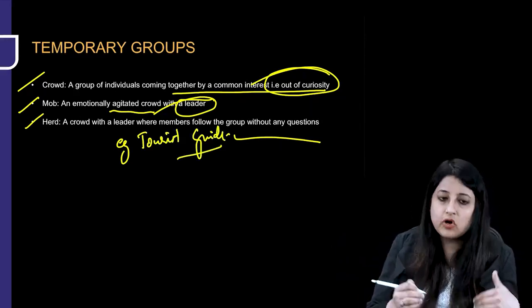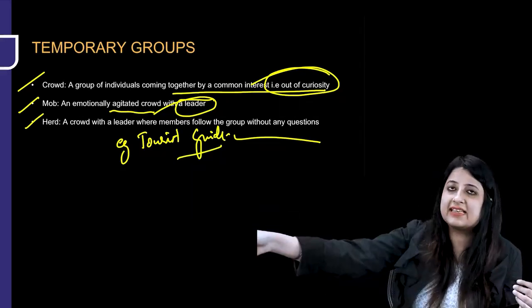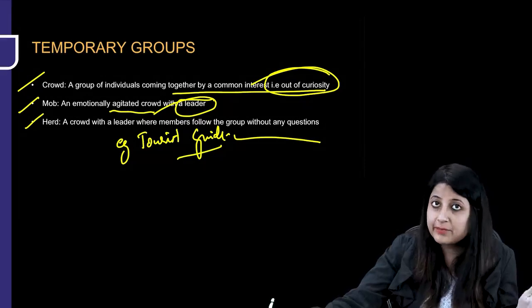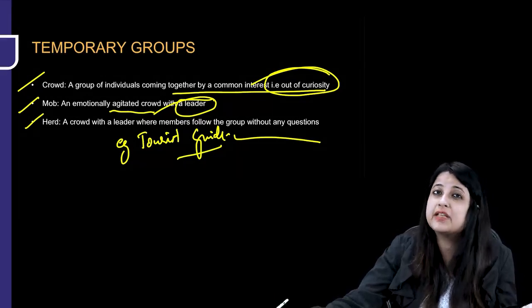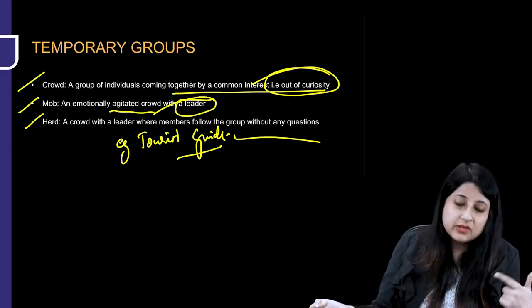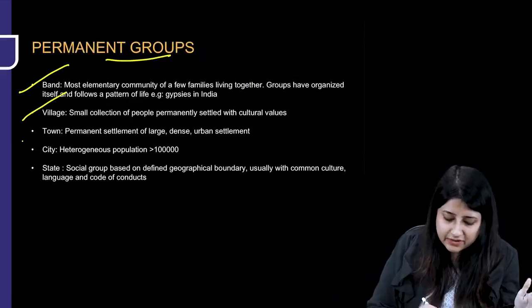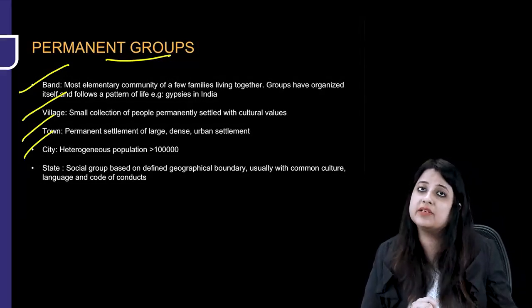Okay, if we are following a tourist guide and the guide says this is the Taj Mahal, we'll say okay. So it's also a crowd, a temporary gathering, and we are following a leader without any questions. Example, religious leaders as well. But permanent groups, just know the names: band, village, towns and cities. These are all permanent groups.